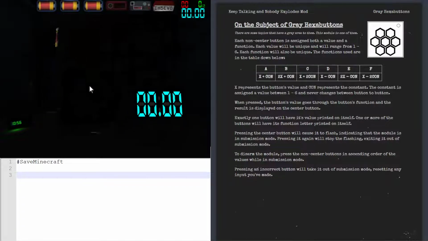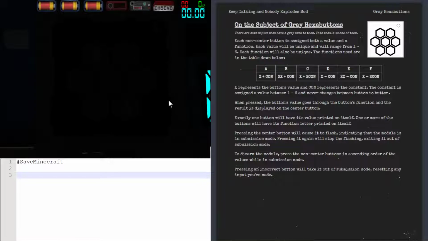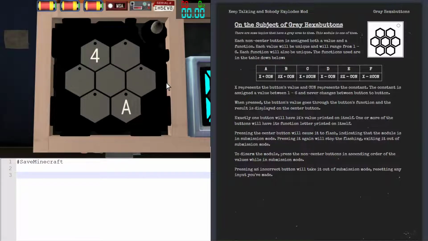So, with Gray Hexabuttons, each non-center button is assigned a value and a function. Each value will be unique and ranges from 1 to 6. Also, each function will be unique, and the functions are listed down below with the name of the function above each one. There's also going to be a constant throughout this module, and this constant is assigned a value between 1 to 6 and never changes from button to button.